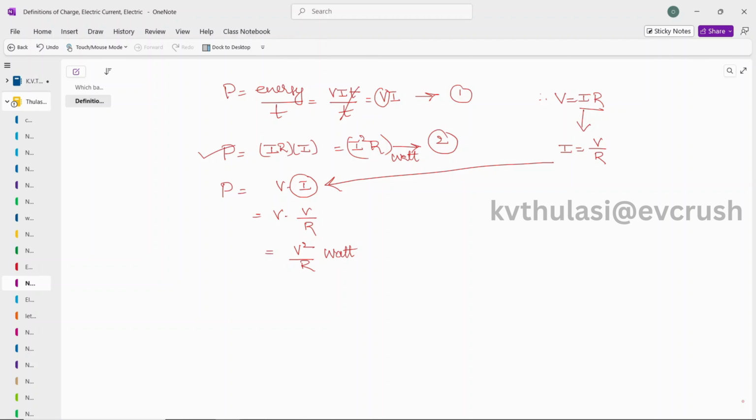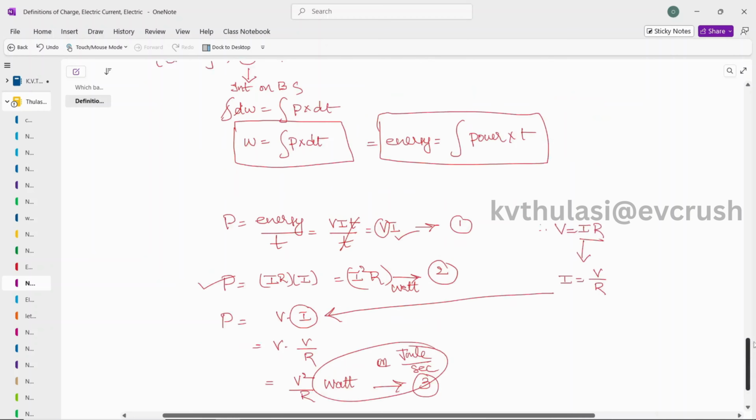In the formula of power, power can be expressed as voltage into current. Power can be expressed as I square R. Power can be expressed as V square by R. The ultimate unit we are going to get is watts, or as already discussed, joule per second. These are the two ways of representing the units of power.